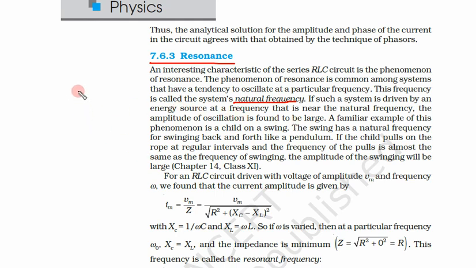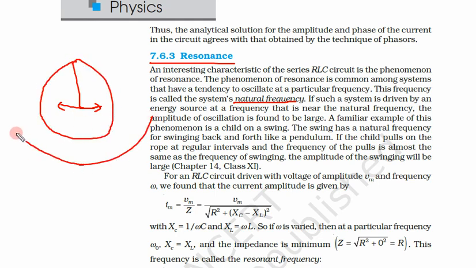We have seen this in class 11 with the help of a swing. Suppose this swing has its natural frequency, and the child sitting on the swing kicks at the same frequency as the natural frequency of the swing. Then the swing can go to much greater heights, meaning its amplitude is far more increased. This phenomenon is called resonance.